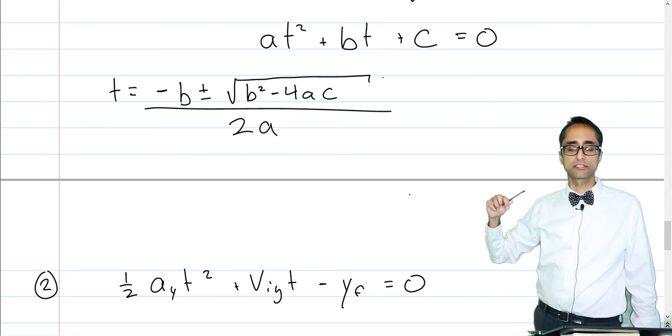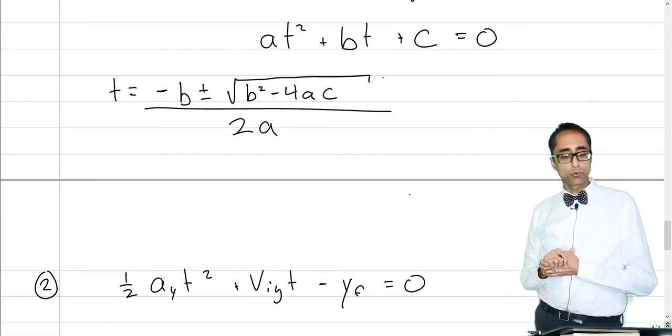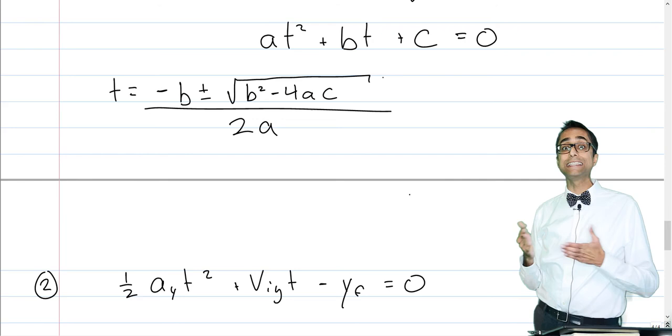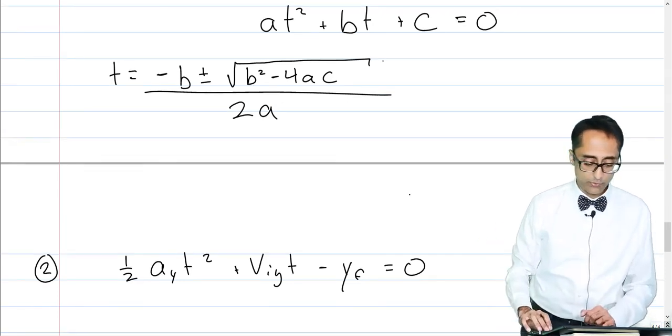This a, of course, is acceleration. Another good reason to keep the y on it. And so we have a is 1/2 times the acceleration, b is just v initial, and c is equal to negative y final. Be very careful about the negative. And so we need some numbers now.